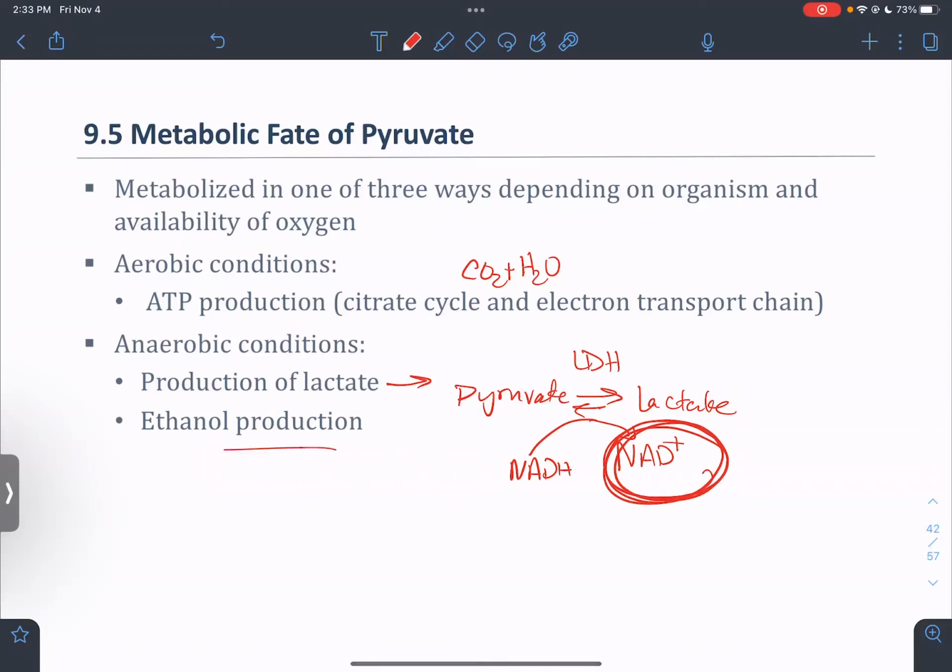In different other organisms, not us, right? Saccharomyces cerevisiae, we can convert pyruvate to CO2 and ethanol, right? We can use it to make ethanol. But you also see it in other microorganisms, right? The bacteria that are used to produce yogurt, those that are used to produce cheese, things like that.